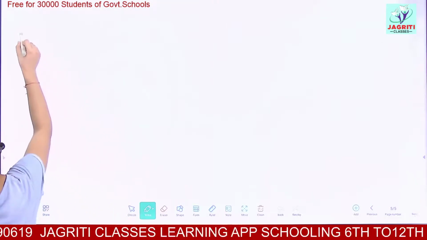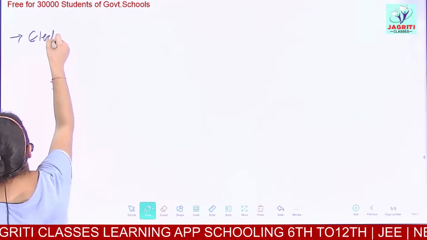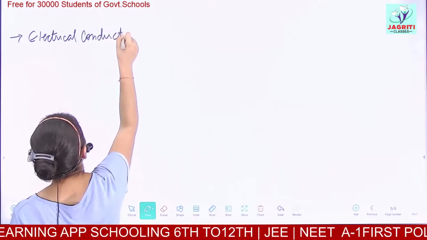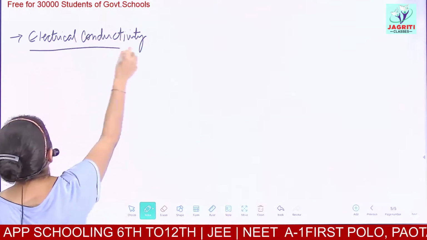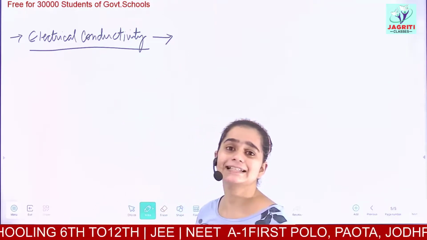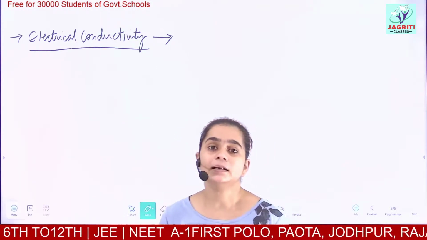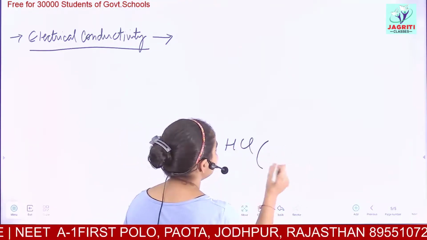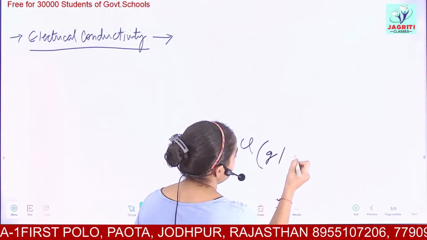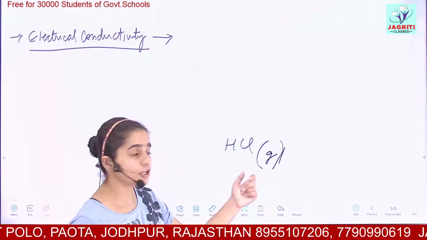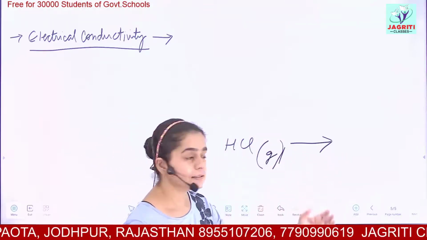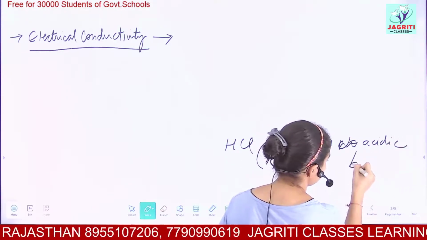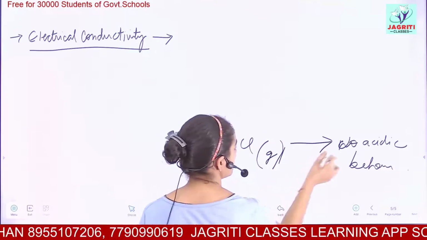Then the next property is electrical conductivity of ionic compounds. This topic we have also discussed when we were discussing acids and bases. I said that if you take dry acid, if you take HCl in any form, that is in gaseous form or in solid form, then it will release no ions, or I say it will show no acidic behavior. No acidic behavior is seen.